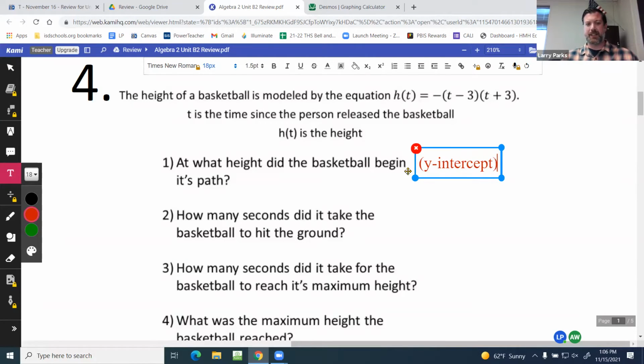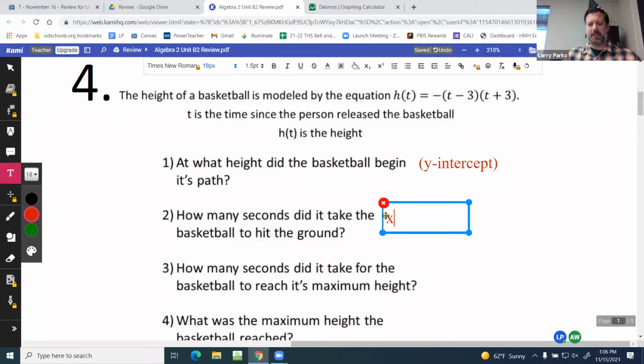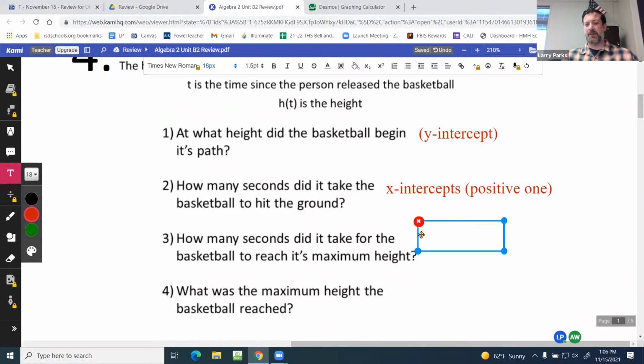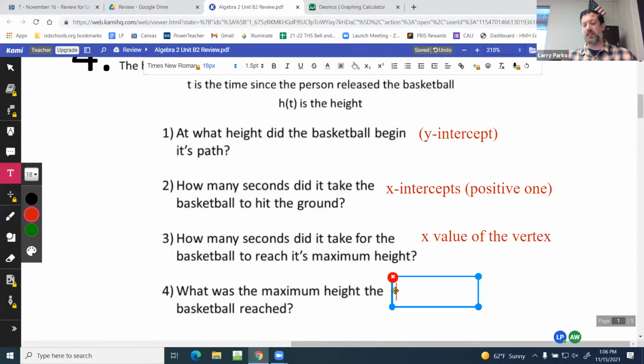And we'll find that in a second. How many seconds did it take the basketball to hit the ground? That would be talking about the x-intercepts, and you would look at the positive one. How many seconds did it take for the basketball to reach its maximum height? That would be the x value of the vertex. And what was the maximum height the basketball reached? That would be the y value of the vertex.